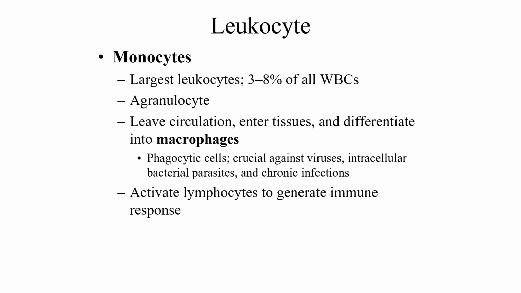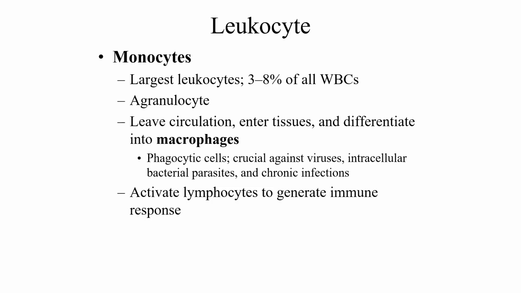We have monocytes, which in terms of their size are the largest leukocyte, but in terms of their concentration, they're on the lower end, representing only about 3 to 8% of all white blood cells. They are agranulocytes. They have the ability to leave circulation into our tissues and differentiate into macrophages, where they can engulf and destroy pathogens by way of phagocytosis. They can also activate lymphocytes to generate an immune response.